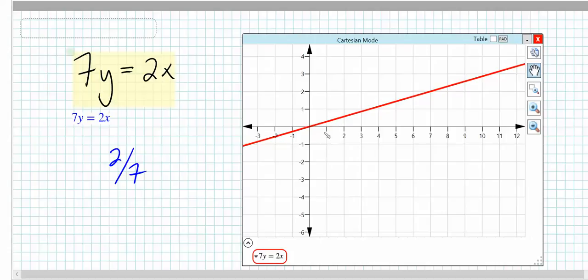So if I go up 2 and I go over 7, 1, 2, 3, 4, 5, 6, 7, I am guaranteed to hit another point on the graph right there. So there's my constant of direct variation as measured from the origin because it represents direct variation. Pretty sweet, right?